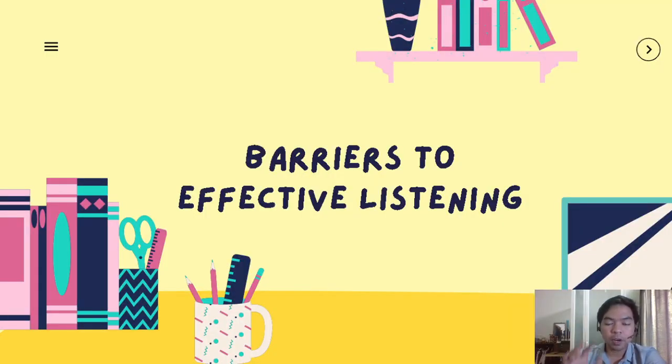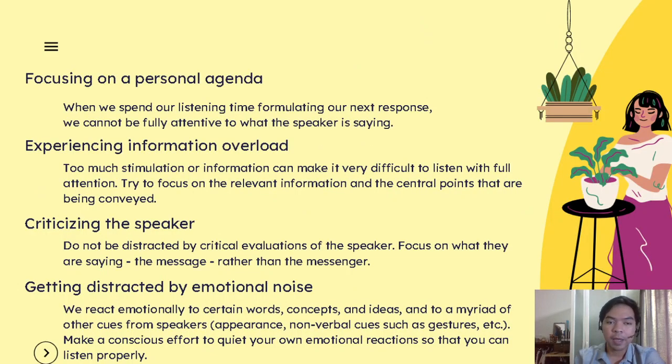So there are actually three barriers and three strategies as well. The first one is the barriers and strategies to and for effective listening. So first, let's discuss the barriers to effective listening. It says, focusing on a personal agenda. So when we spend our listening time formulating our next response, we cannot be fully attentive to what the speaker is saying.